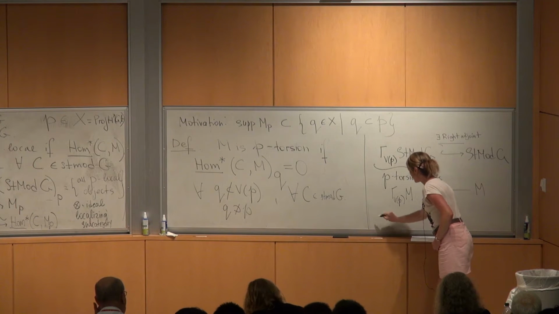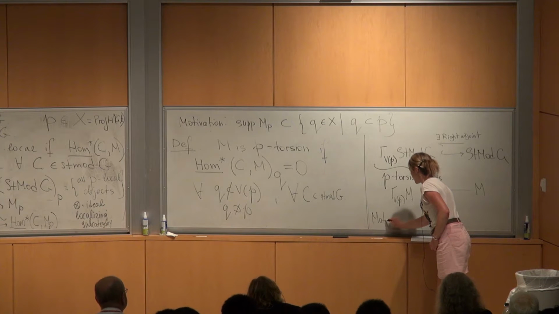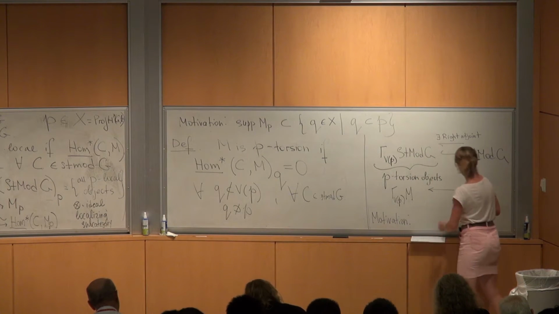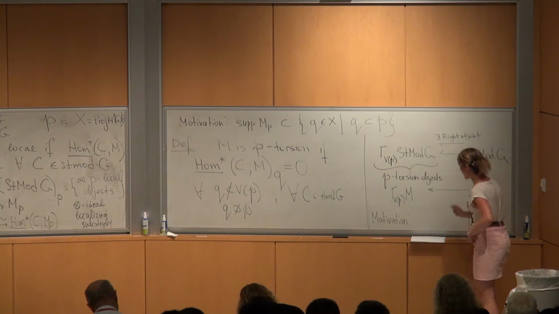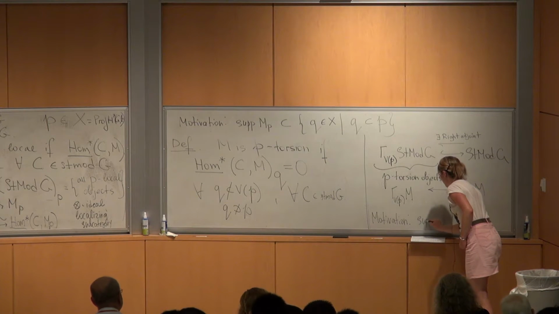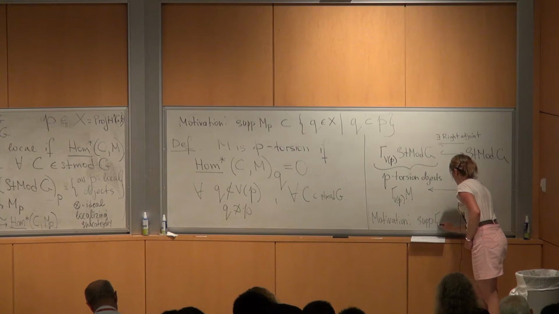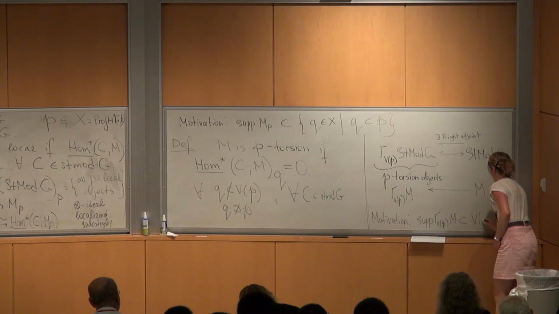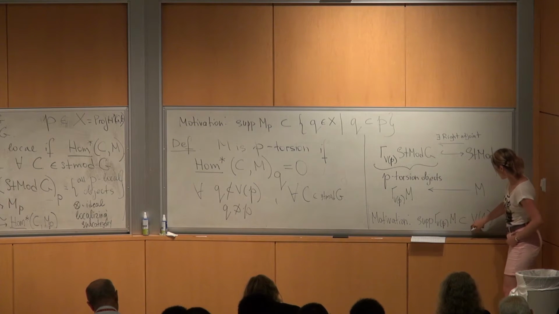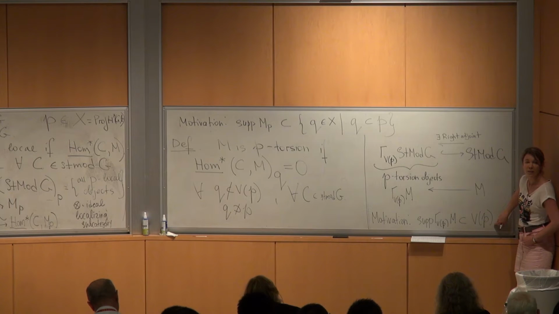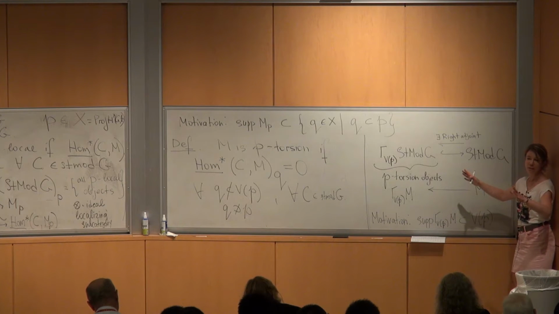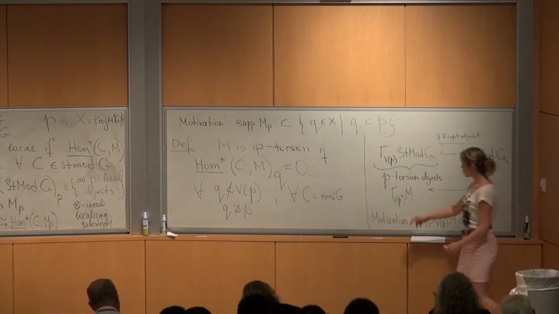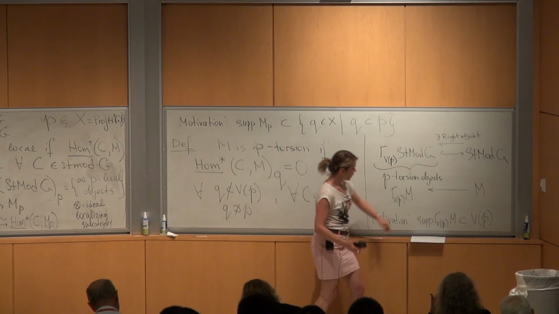And again, motivation here, that once we do that, our hypothetical support should lie inside the Zariski closure of P. So this way, we get out all prime ideals except for those which contain P. We go into the P torsion object, and that gives us this.